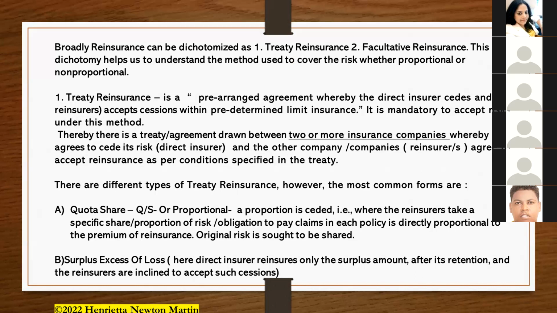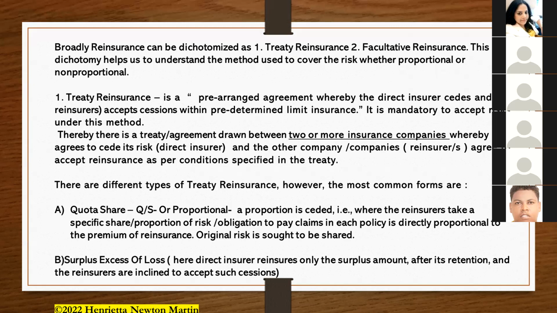Thereby, there is a treaty or an agreement drawn between two or more insurance companies whereby one, the direct insurer, agrees to cede its risk, and the other company, the reinsurer, agrees to accept reinsurance as per the conditions specified in the treaty. There are different types of treaty reinsurance. However, the most common form is quota share, QS, also called proportional, because here a proportion is ceded, where the reinsurers take a specific share of the risk or obligation to pay claims in each policy, directly proportional to the premium of reinsurance.